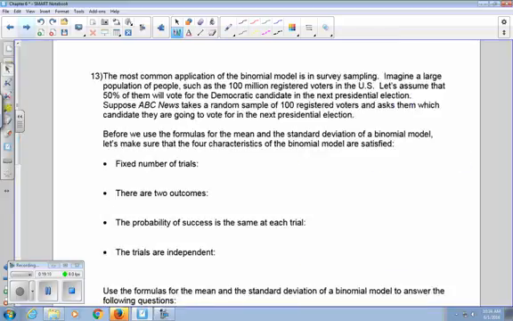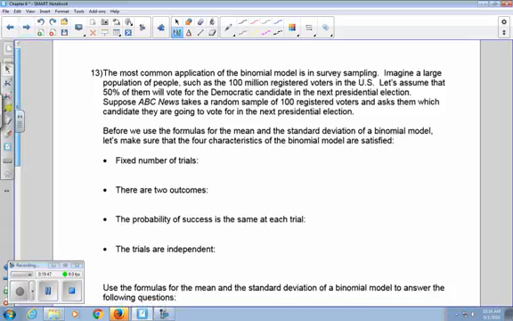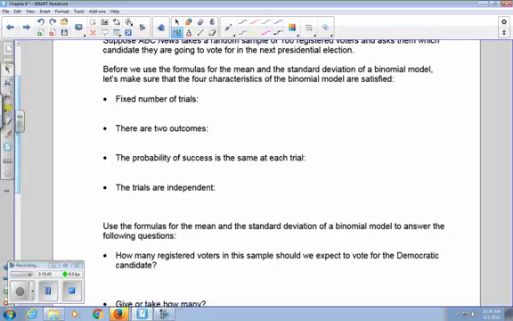Okay, so the most common application of a binomial model is in survey sampling. Imagine a large population of people, such as 100 million registered voters in the United States. Let's assume 50% of them will vote for the Democratic candidate in the next presidential election. Suppose ABC News takes a random sample of 100 registered voters and asks them which candidate they are going to vote for. So we can use a binomial model. I mean, we think we can, but we need to check to make sure the 4 characteristics of a binomial model are being satisfied.